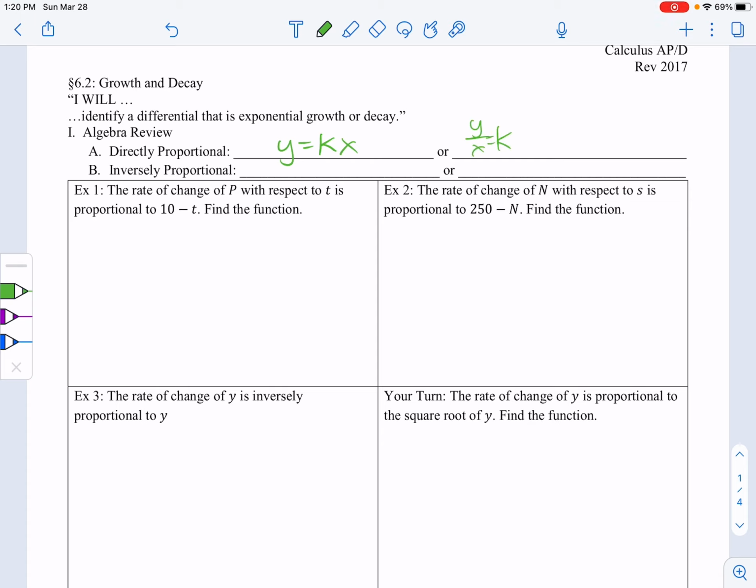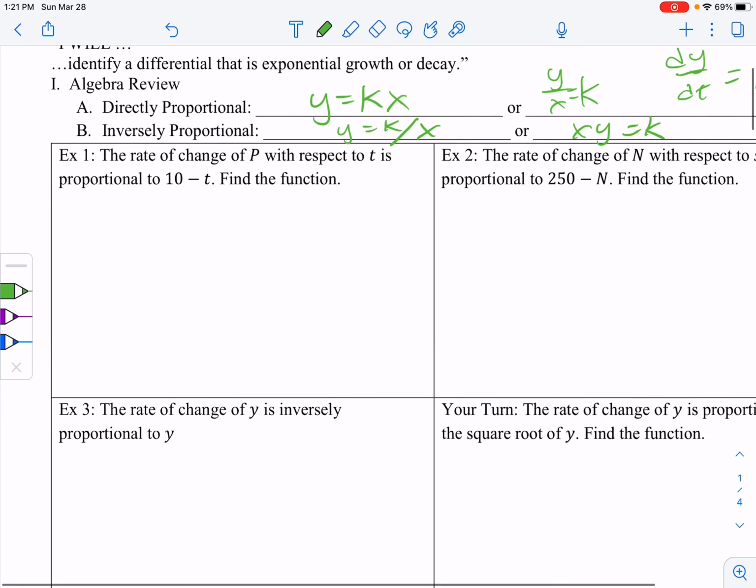equals k. Today, most of our problems are going to say the rate of change of y with respect to time is proportional to y. That's what most of ours will say today. Something about the rate of change. If it's inversely proportional, you have y equals k divided by x, or you have xy equals k. That's inversely proportional.